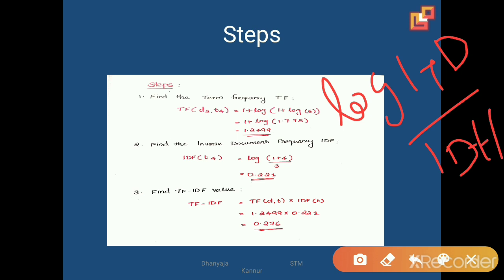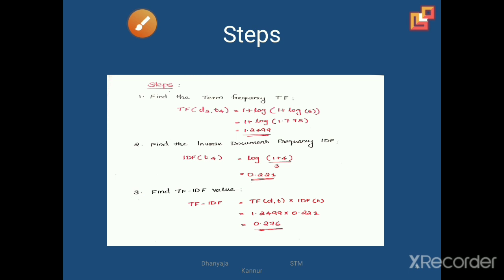So what is this d? D is the document collection. In the question, how many documents are given? That document collection is represented as d. And mod dt, what does dt represent? It is the set of documents containing that term, right? The set of documents containing that particular term is represented as dt.